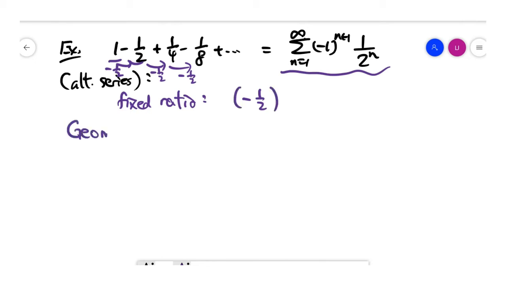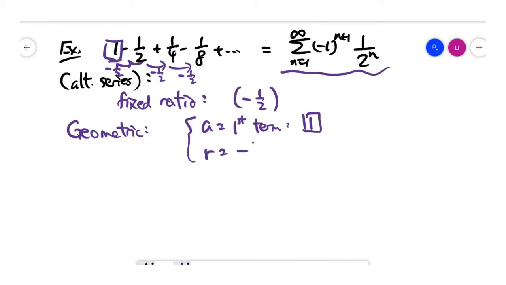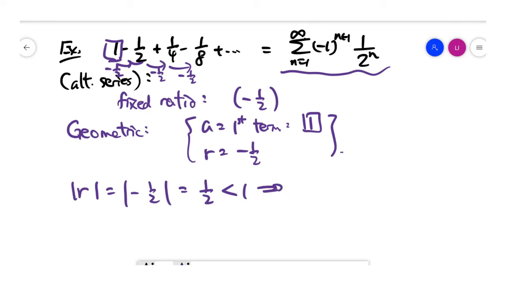And the fact is that it is a geometric series with the first term, which we usually call a, being 1. I'm just picking the first term here. And the fixed ratio is actually minus 1 over 2, right? And let's apply the geometric series test. We can take out the negative sign after using the absolute value sign. So it becomes 1 over 2, which is less than 1. And we understand that our current series is actually convergent.